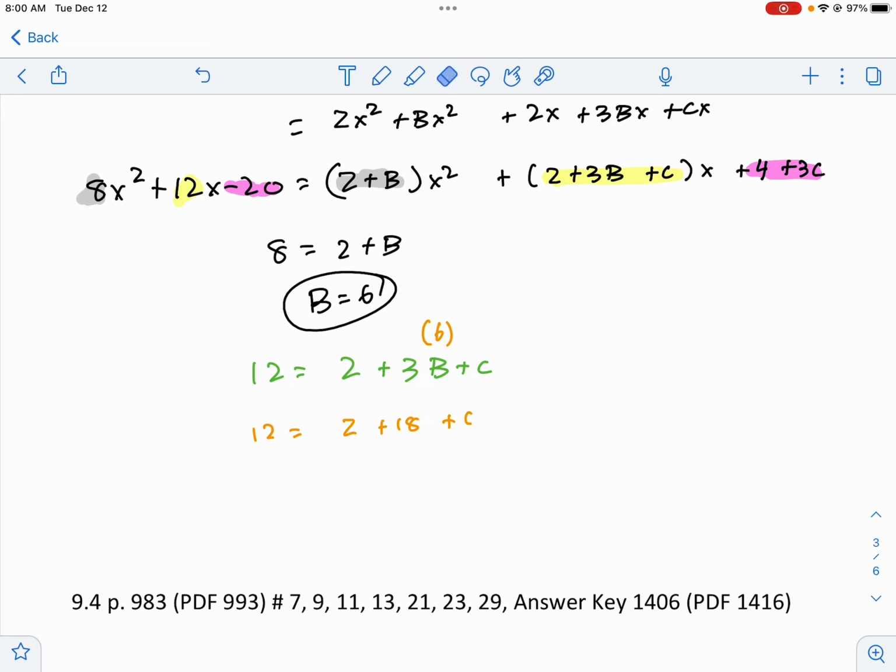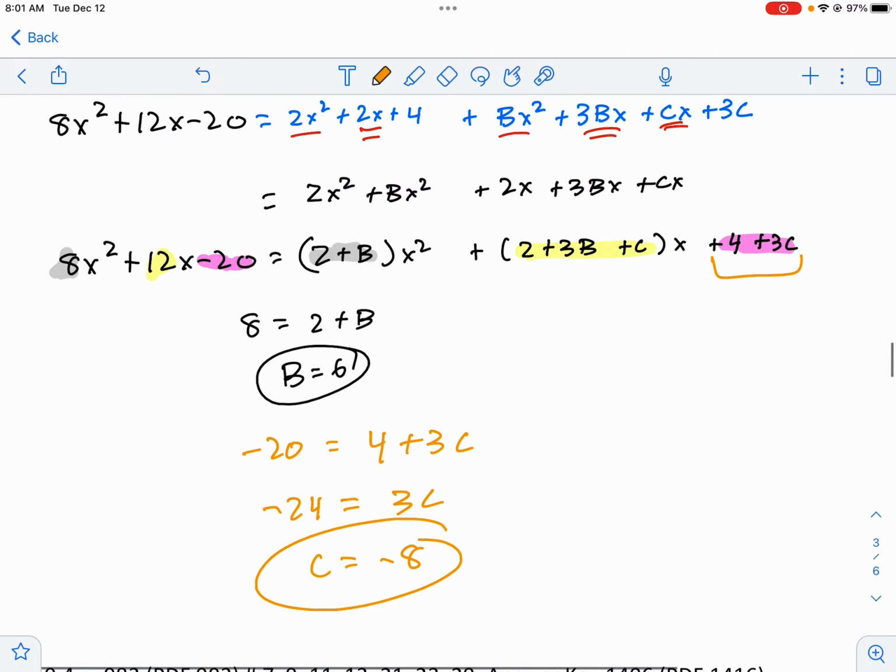Or actually, here's an easier one. Negative 20 is equal to 4 plus 3c. So I have negative 24 is equal to 3c. C is equal to negative 8.